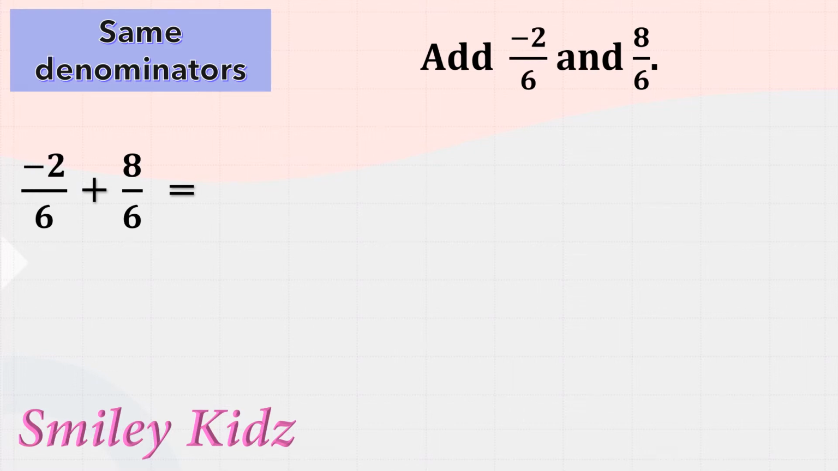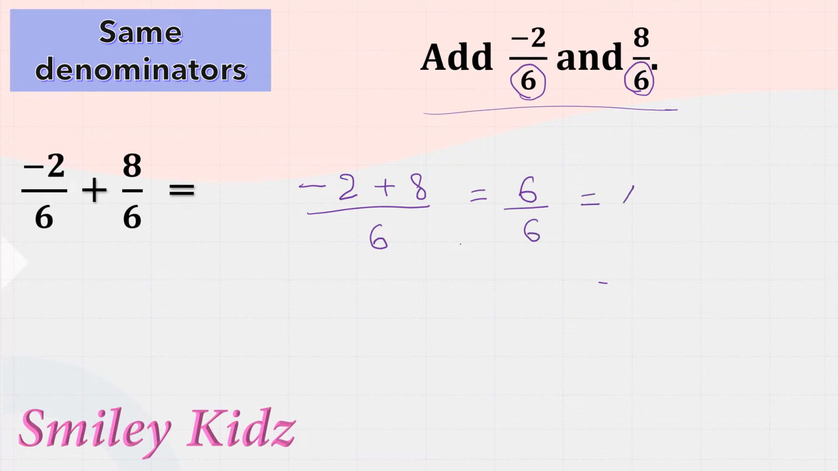Now, let's see another example. Add -2/6 and 8/6. So, here also we are having the same denominators, so we can simply add the numerators. -2 plus 8 over 6. -2 plus 8 will be equal to 6. 6/6 which is equal to 1. So when we add -2/6 and 8/6, we get the answer as 1.